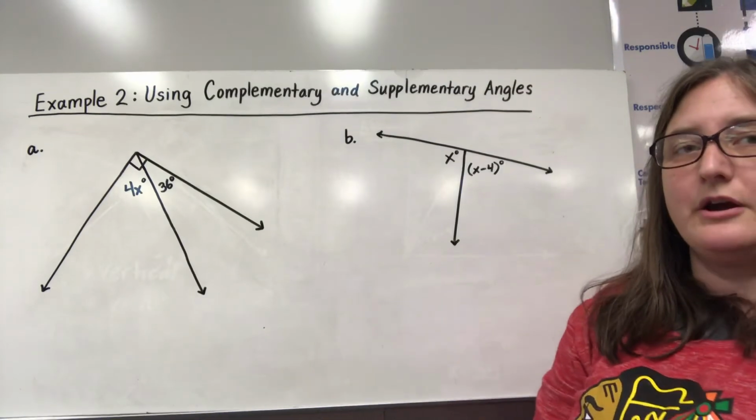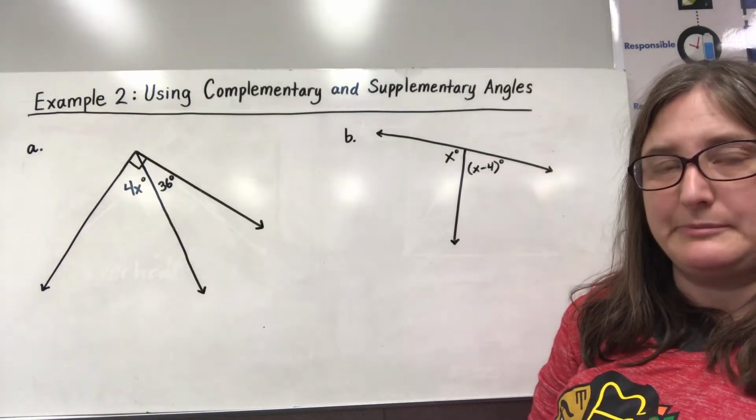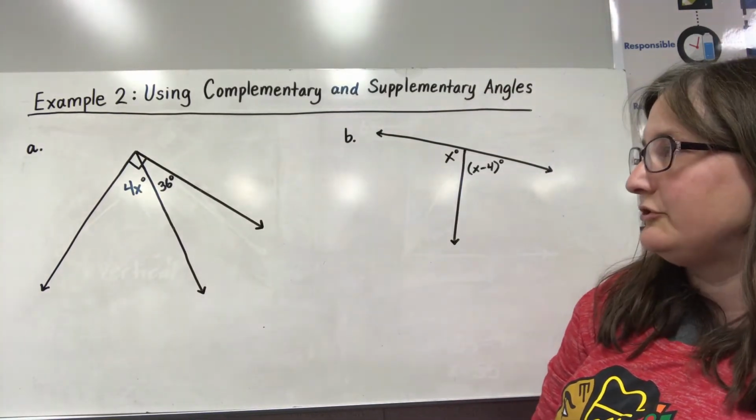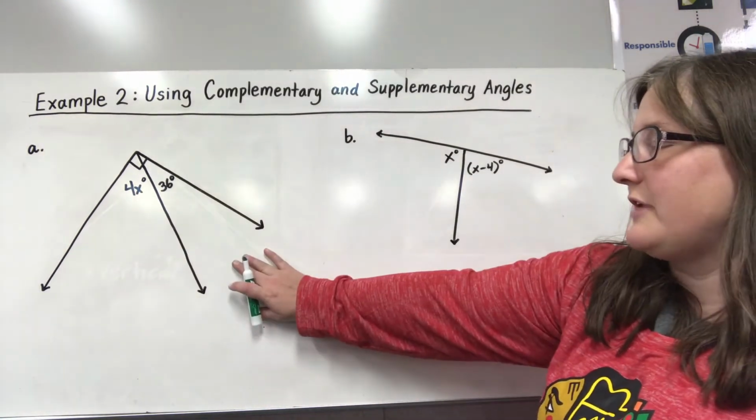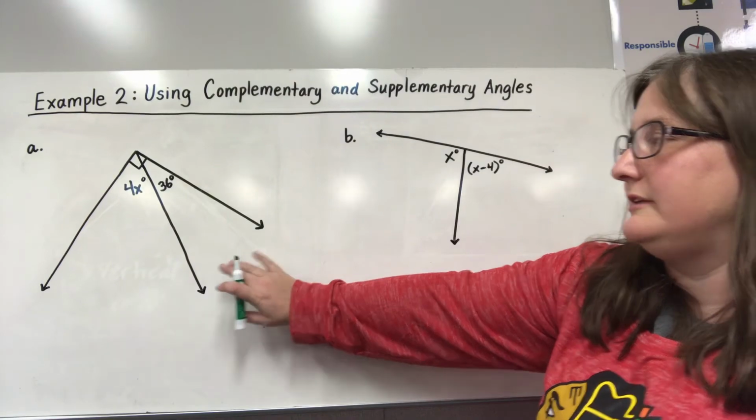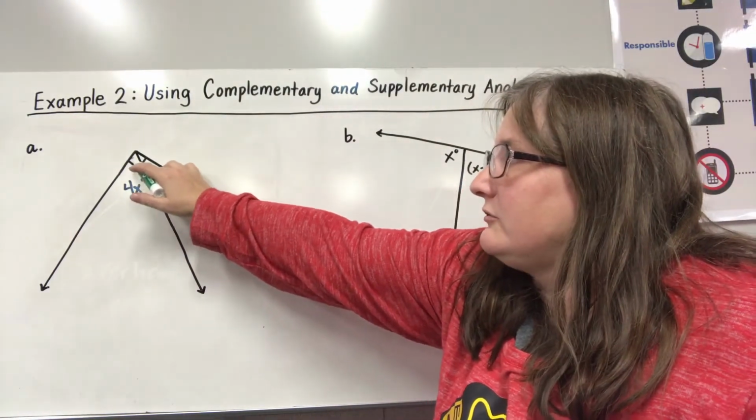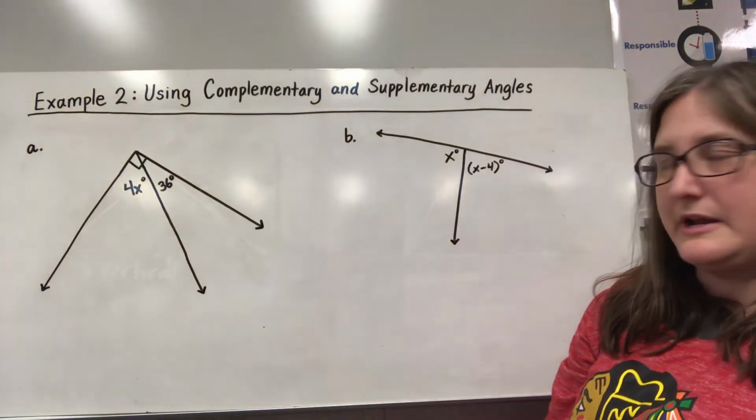So here I've got a pair of complementary angles and a pair of supplementary angles. And I'm going to try to find the value of x in these angles. So here I've got two angles that add up to 90 degrees. I know because I see the little square in the corner that tells me it's a right angle.